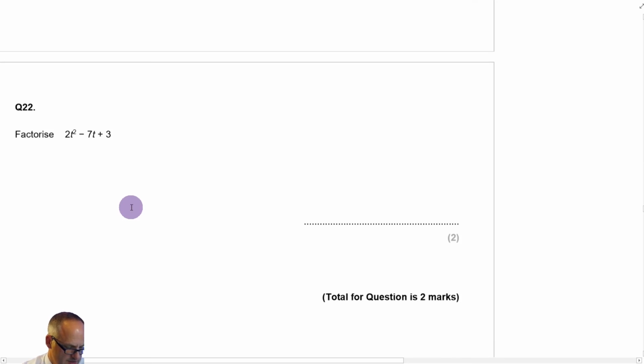Okay, our last question is to factorise this, and we've got a number at the front, which makes things a little trickier. Still want numbers that multiply to give me 3. So how I'm going to combine them to get minus 7t?